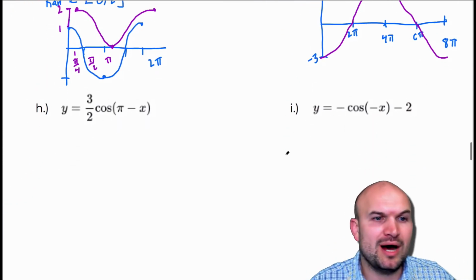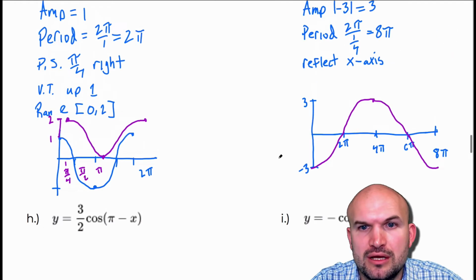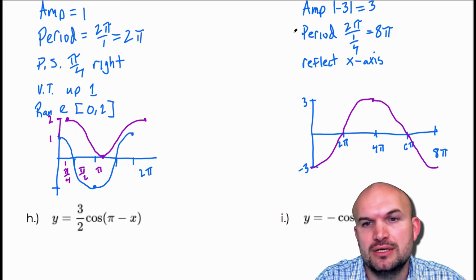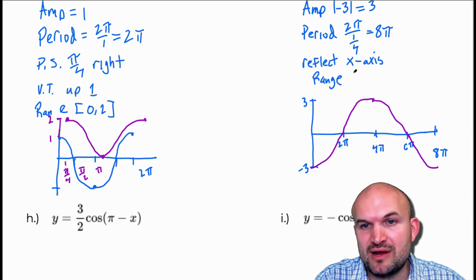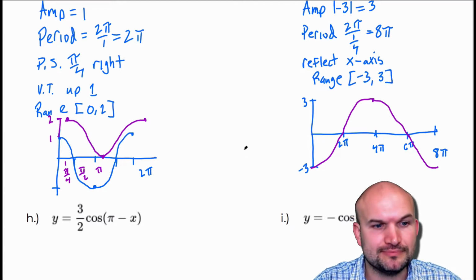All right, y equals 3/2 cosine. Oh, did I talk about the range? I did not. I forgot about the range. So the range in this case is going to be, obviously you can see that the lowest the graph goes is -3, and the highest it goes is going to be +3.